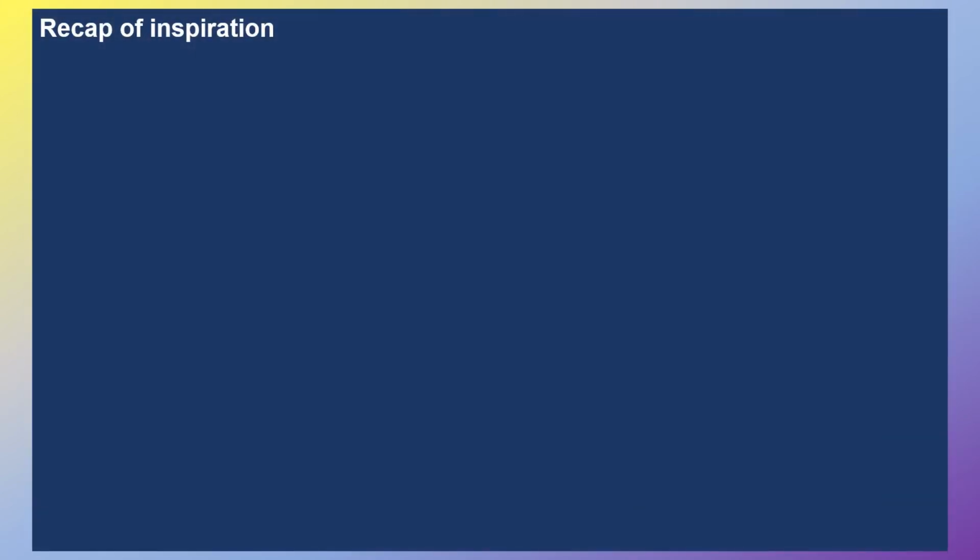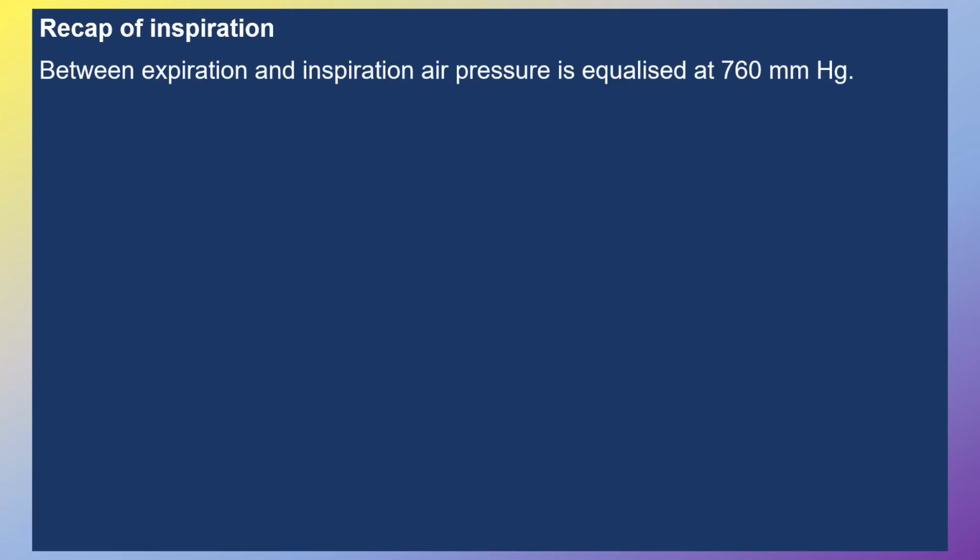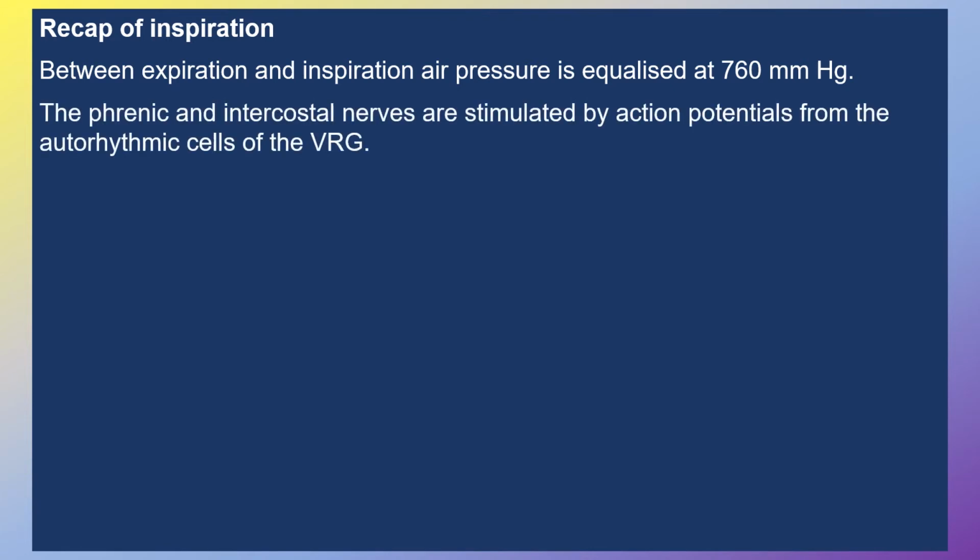So let's do a recap of pulmonary ventilation. First of all, we'll talk about inspiration. Between expiration and inspiration, air pressure between the atmosphere and the alveoli is equalized at 760 millimeters of mercury. Then the phrenic and intercostal nerves are stimulated by action potentials from the ventral respiratory group, from that pre-Botzinger complex.